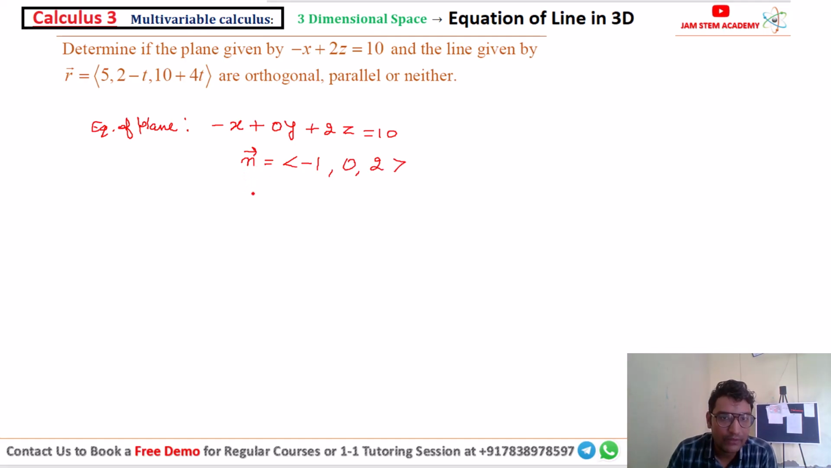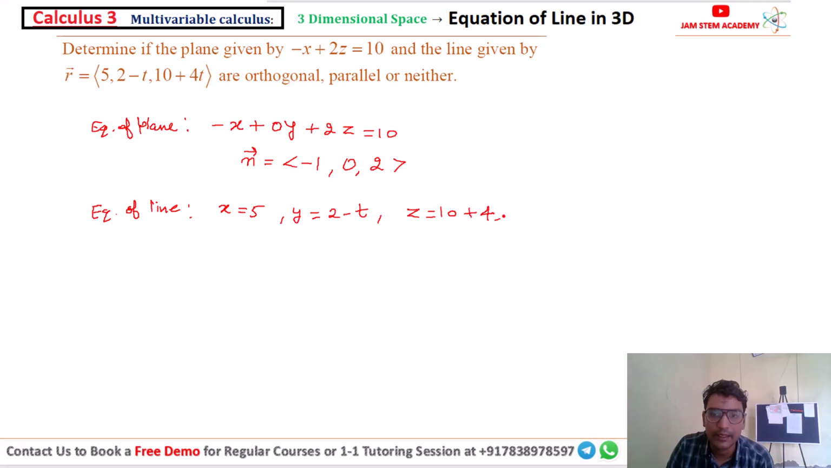Now if this is the normal vector to the plane, since we have the equation of the line, we can also find the direction vector of the line, meaning a vector parallel to that line. So for that we have to convert this symmetric form to another form, the parametric form. We can write it as x equals 5 for the line, y equals 2 minus t, and z equals 10 plus 4t. Either you can write it in this parametric form, or also you can write it in the Cartesian form.